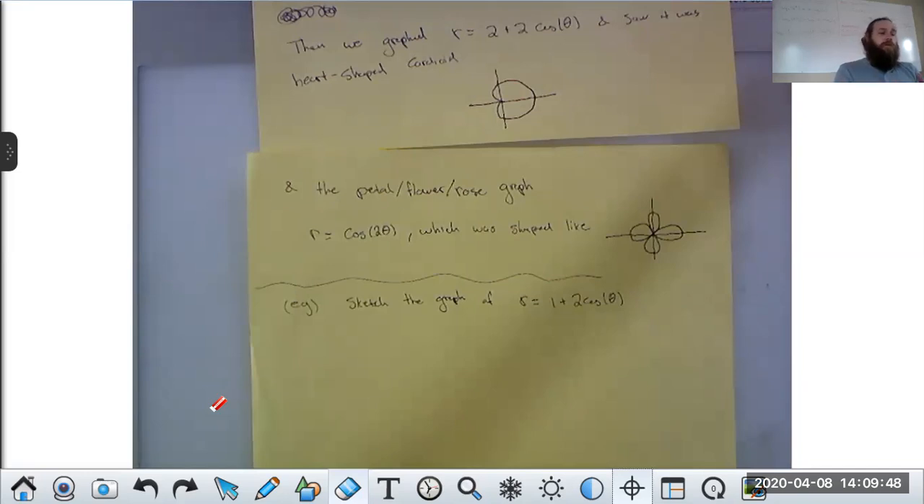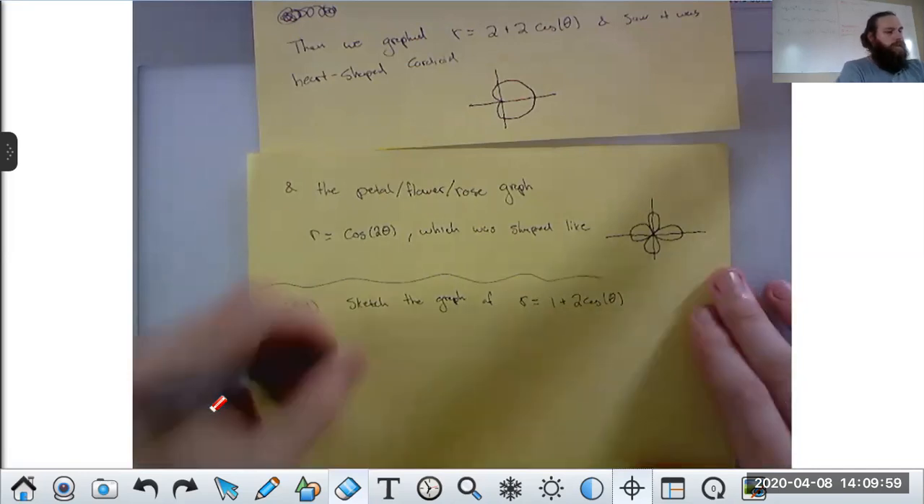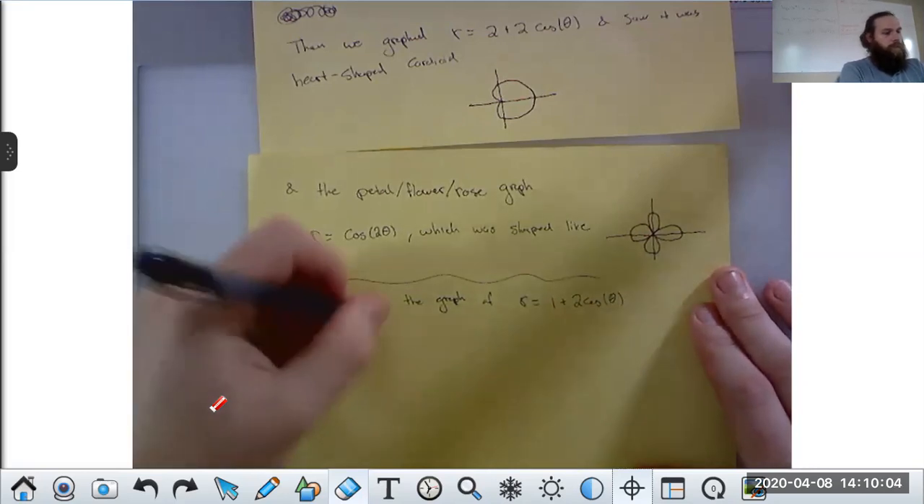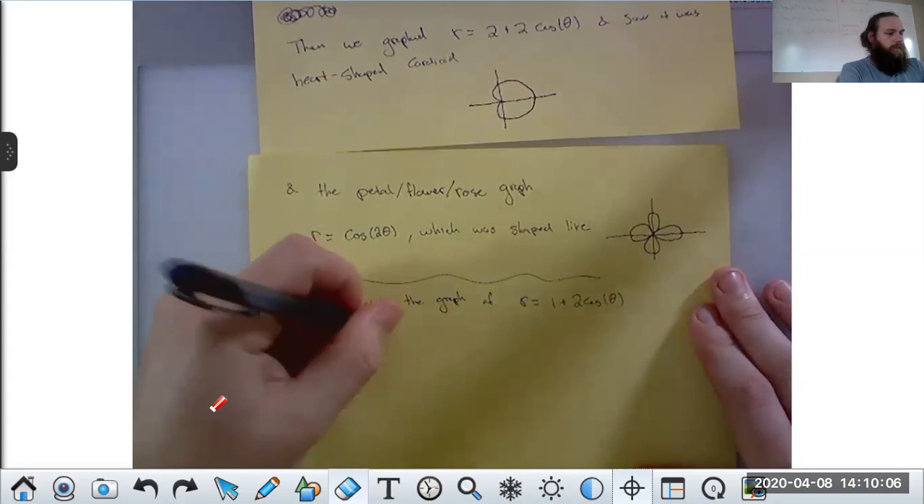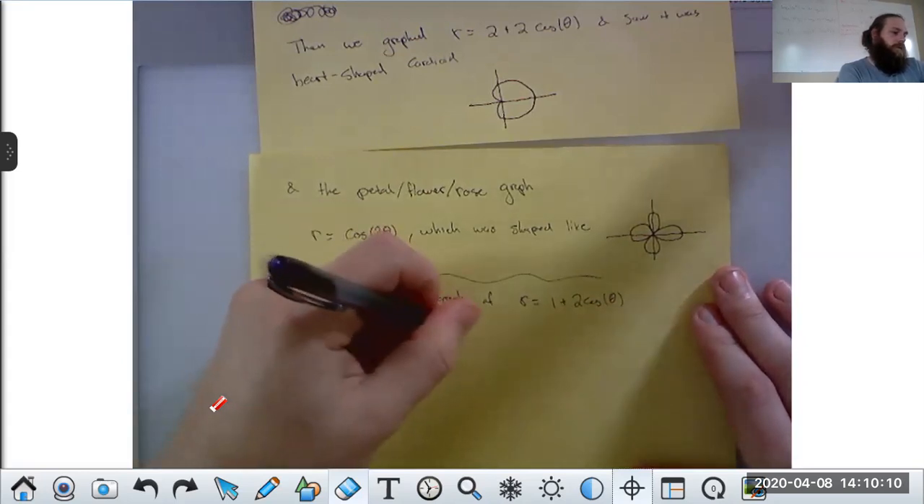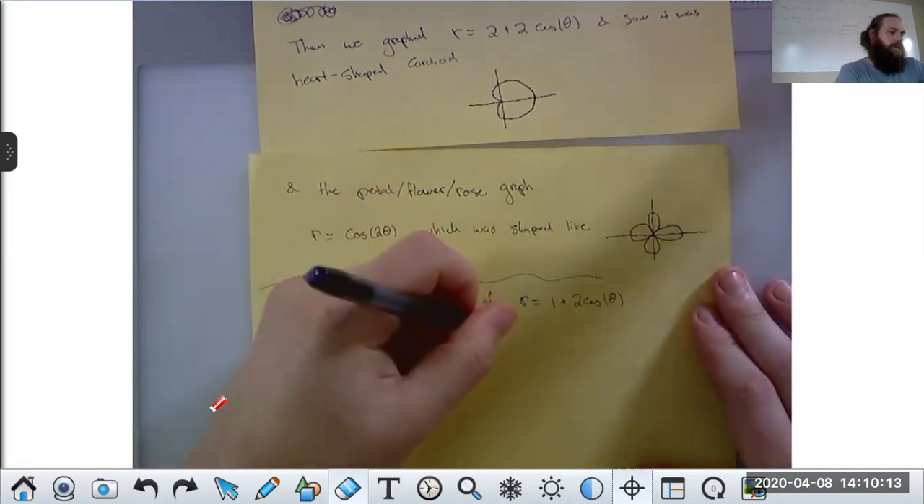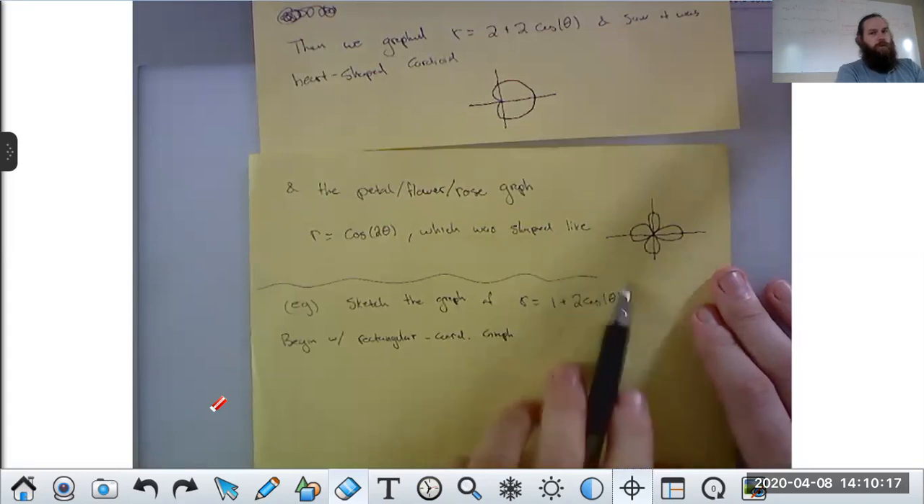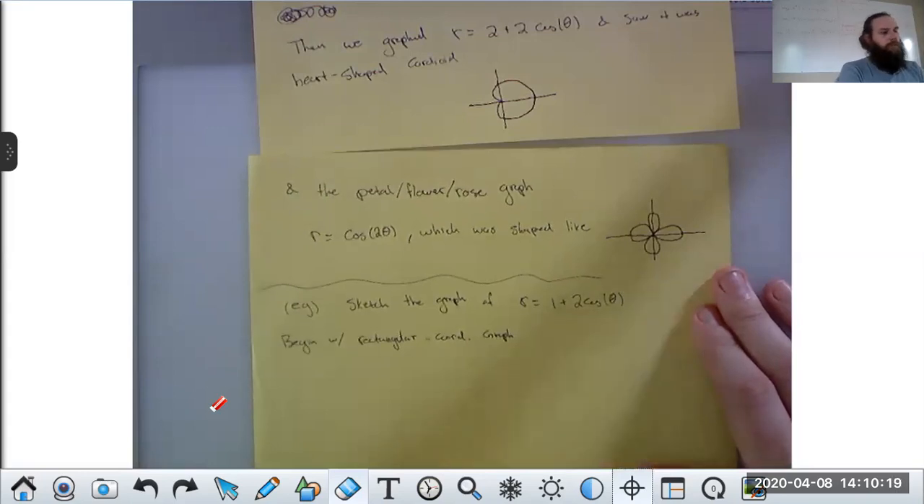One of the big advantages of doing that is that you can see r increasing and you can see where r is decreasing. And that really helps with the intuition that's necessary to get comfy here. So we begin with the rectangular coordinate graph. And remember, regardless of the period of this function, you always want to graph at least out to 2 pi.